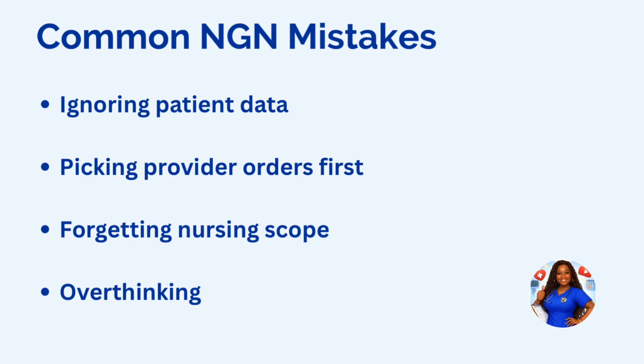And the big one, overthinking. Students talk themselves out of correct answers. If the patient can't breathe, support airway. If they're bleeding, control the bleeding. If they're unstable, act. Simple, safe, priority-based thinking wins every time.